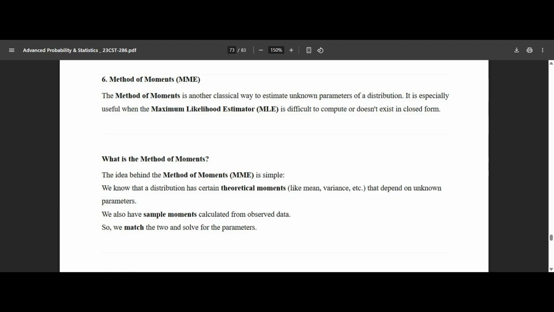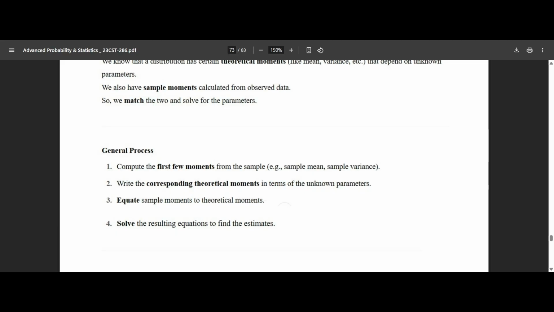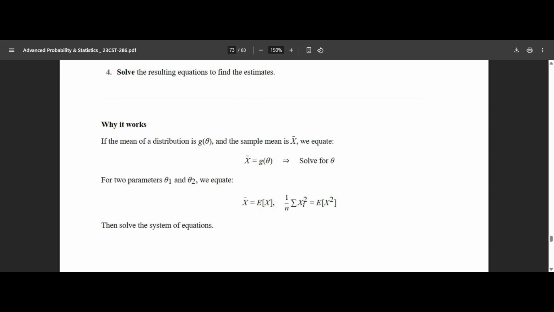So we match the two and solve for the parameters. Moments is something which we have learned in second unit. So we know that from the MGF we can find out M_X'(0), M_X''(0), everything. General process: compute the first few moments from the sample, for example sample mean and variance. Write the corresponding theoretical moments in terms of the unknown parameters. Equate sample moments to theoretical moments, and finally solve the resulting equations to find the estimates.